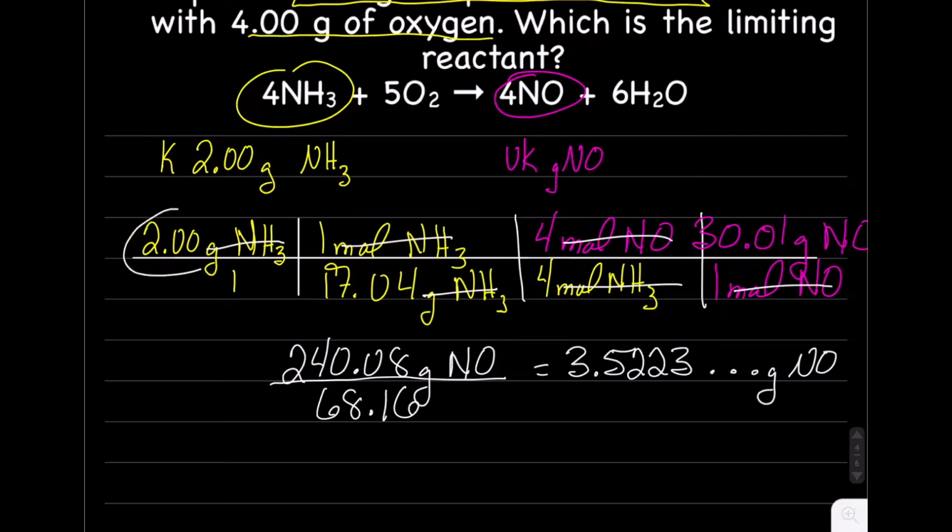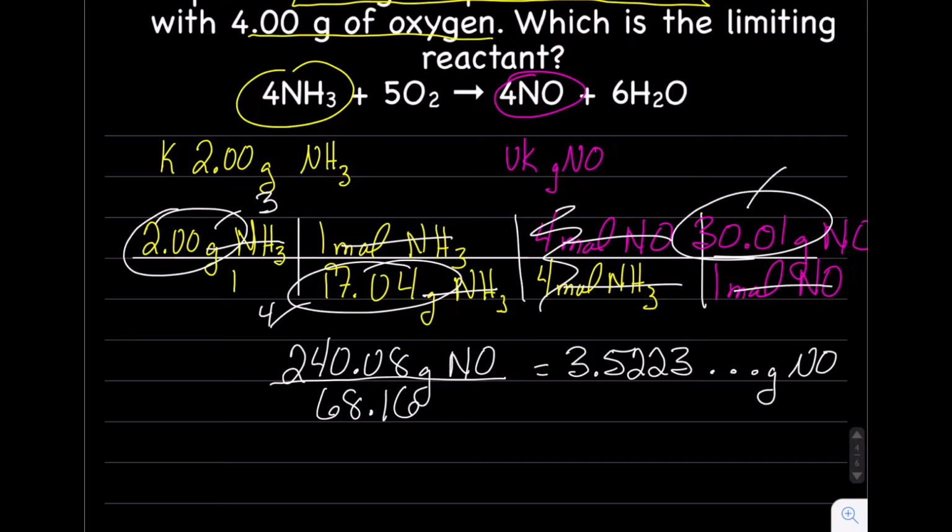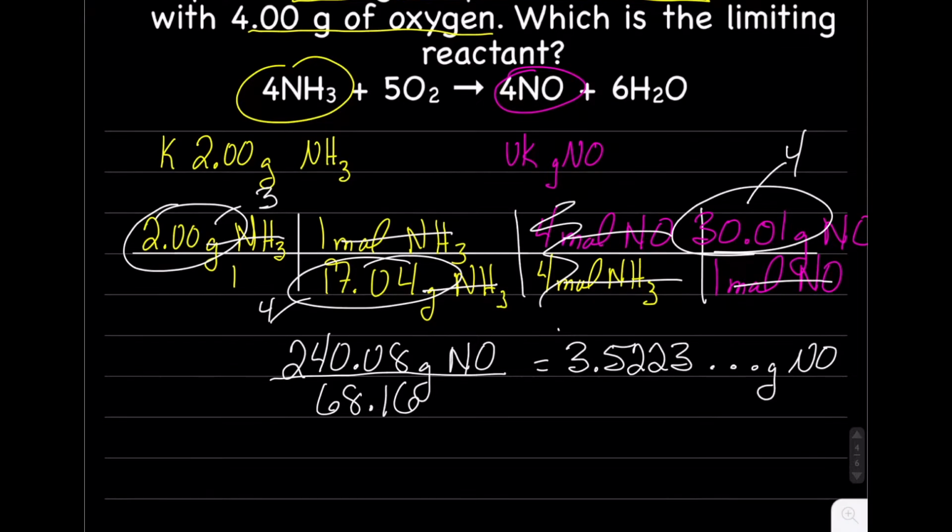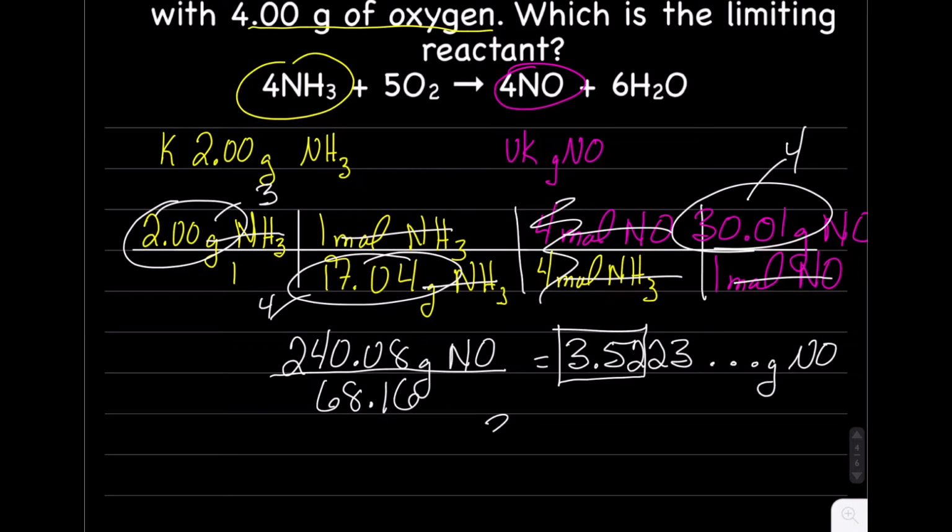All right, let's check sig figs. So our given is 3 sig figs, and then we calculated molar mass here, so that's 4 sig figs. We don't use those for sig figs. Our second molar mass also 4 sig figs. So we're going to have 3 sig figs in our answer. So that means when we start with 2 grams of NH3, we can make 3.52 grams of NO. Okay, so that's step 1.